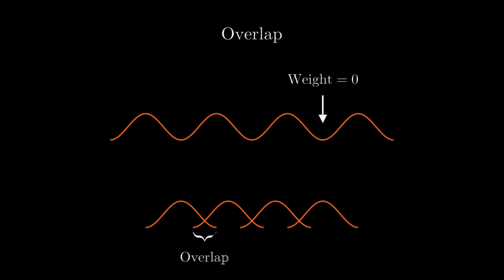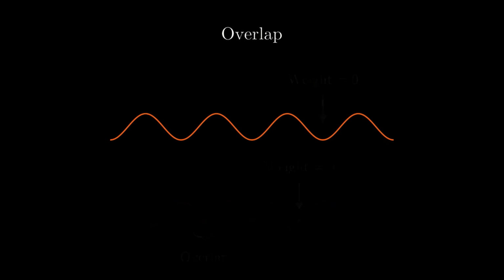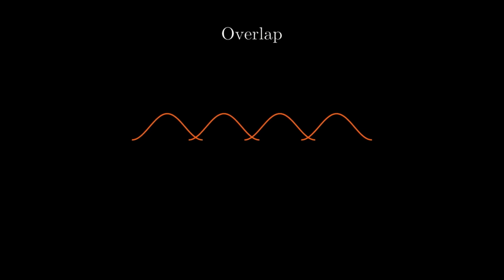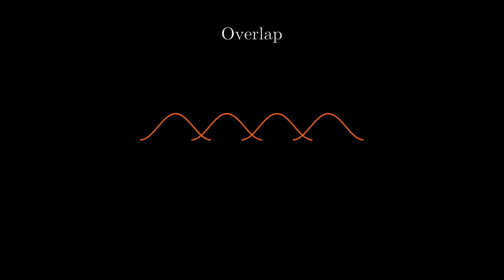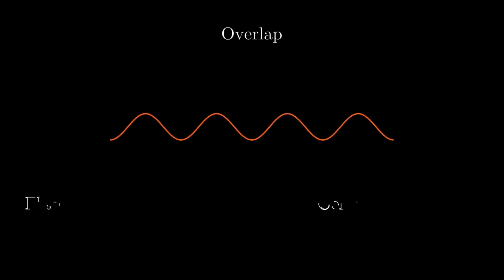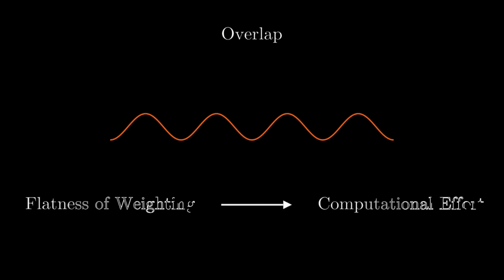We can improve this by letting the segments overlap. In such a case, our weight is not equal to 0 anymore. Therefore, we won't lose any parts of the original signal during the analysis. So overlap is great, but how much do the window functions actually need to overlap? Similar to the window length, we need to find a trade-off here. However, this time, a trade-off between the resulting flatness of the data weighting and the computational effort.